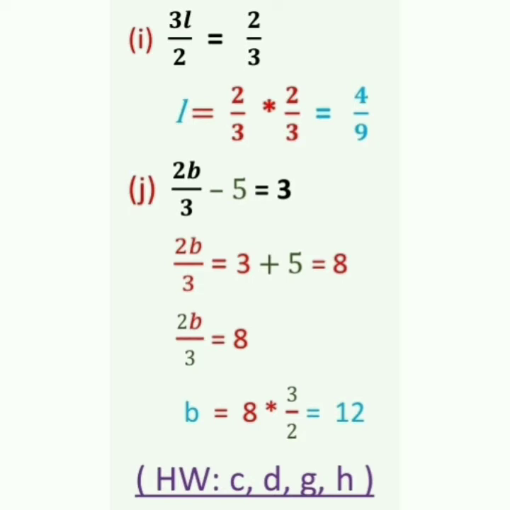So transfer minus 5 from the left to the right. Therefore, 2b upon 3 is equal to 3 plus 5 is equal to 8. It is on the right hand side. Therefore, 2b upon 3 is equal to 8.